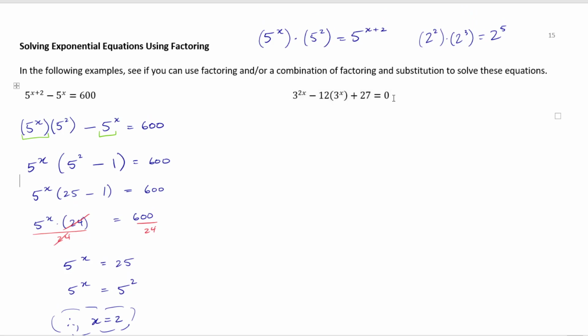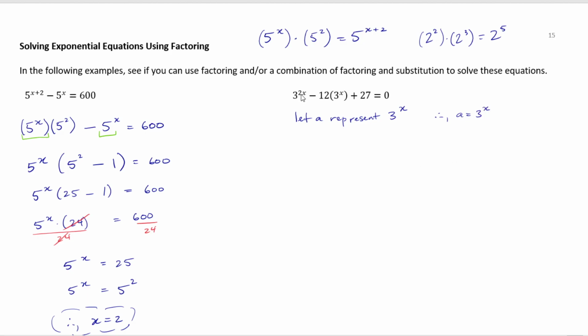Okay, in this next one over here, we're going to use substitution. So again, this is another kind of advanced technique for solving exponential equations. I'm going to say let A represent 3 to the power of x. So therefore I can say A is equal to 3 to the power of x.